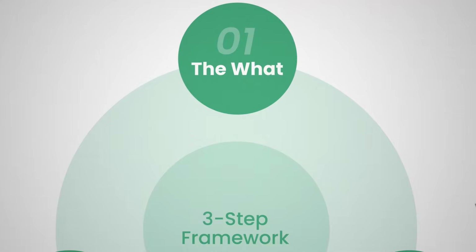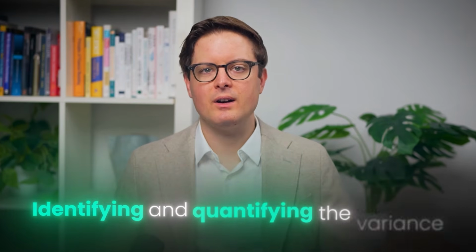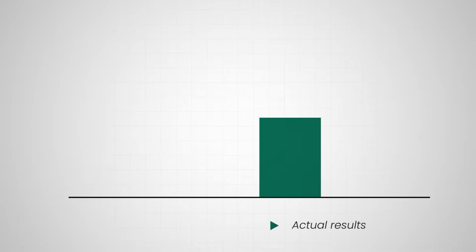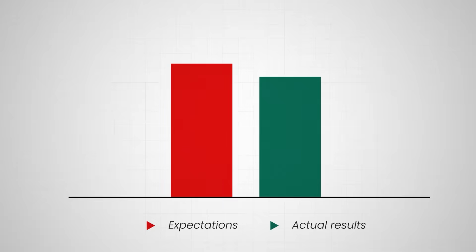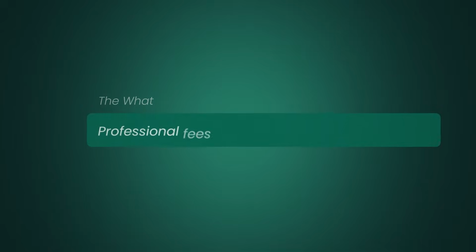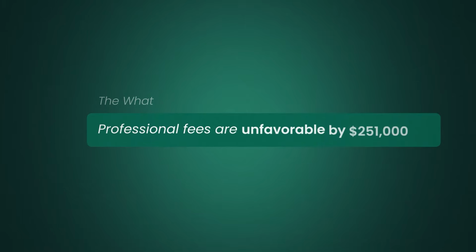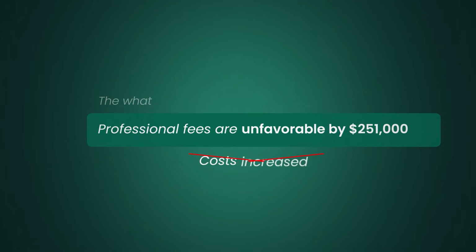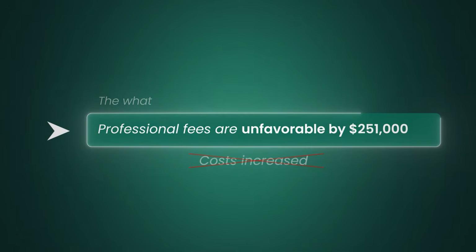The what. The what is about identifying and quantifying the variance. It's the difference between actual results and expectations. For example, professional fees are unfavorable by $251,000. That's the what. You need to be clear and specific here. You don't just say costs increased. You need to be as specific as possible for the information to be useful for decision making. This is pretty straightforward, but it's critical because everything else builds on this.